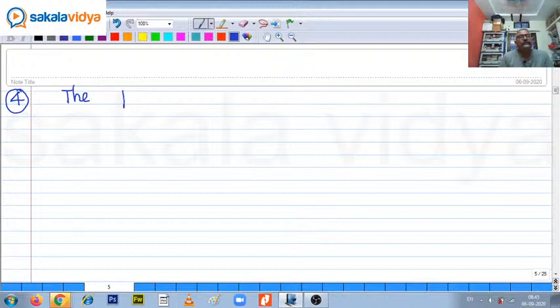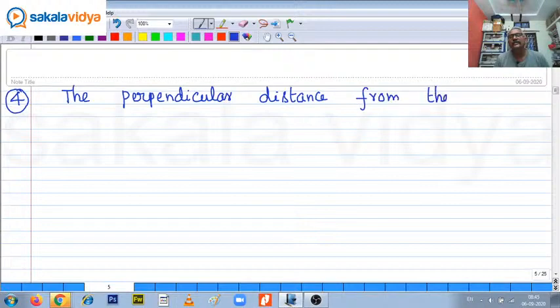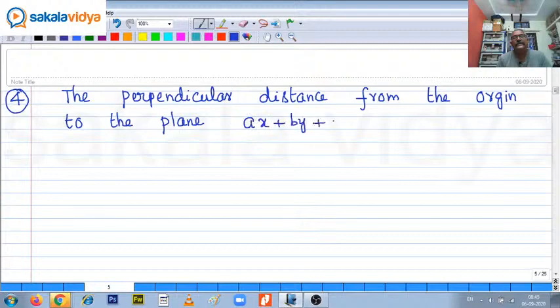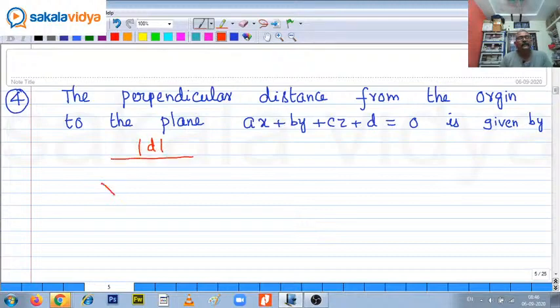The perpendicular distance from the origin to the plane Ax + By + Cz + D = 0 is given by modulus of D upon root of A square plus B square plus C square.